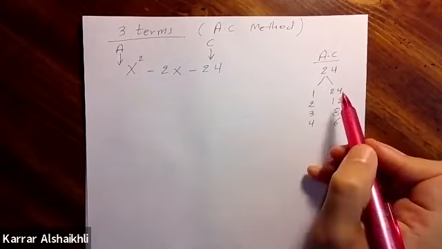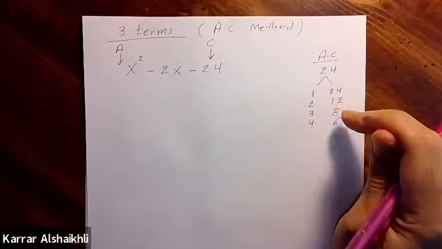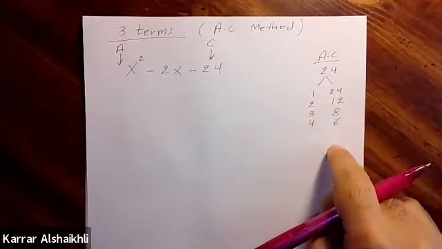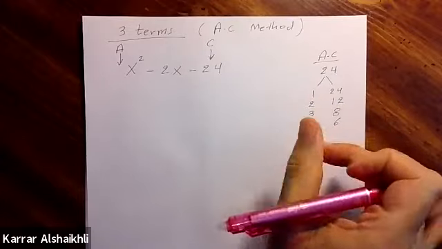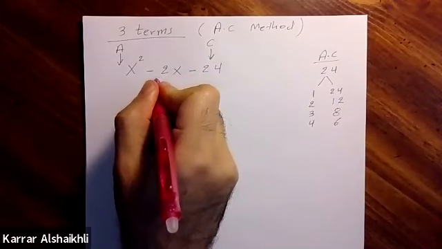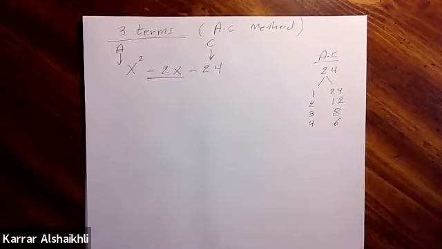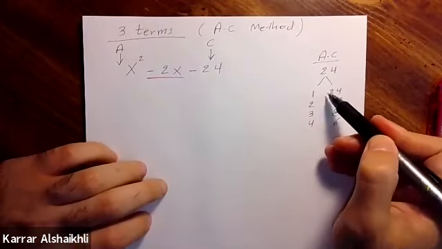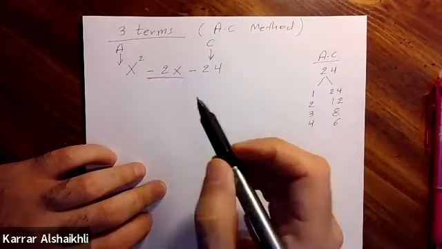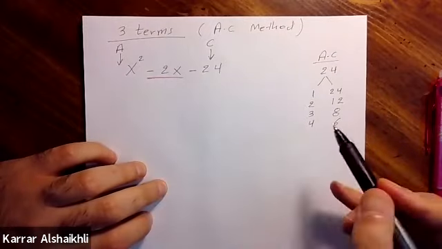You're going to use these numbers. I have 1, 2, 3, 4. I have 4 possibilities to use. When I add these 2 numbers or minus these 2 numbers, you have to get -2, the middle term. So which number? If you say 1 minus 24, you're going to get -23.